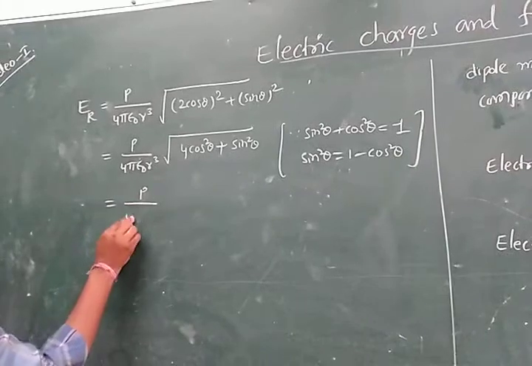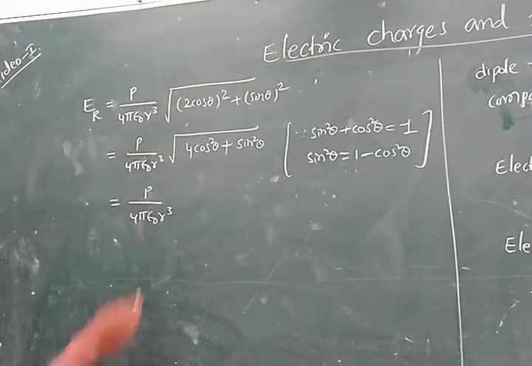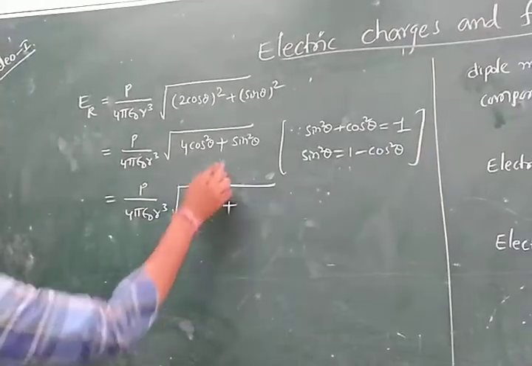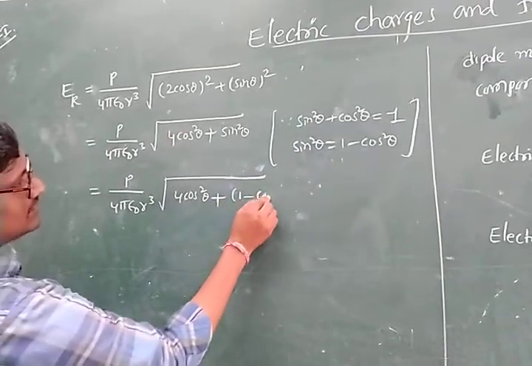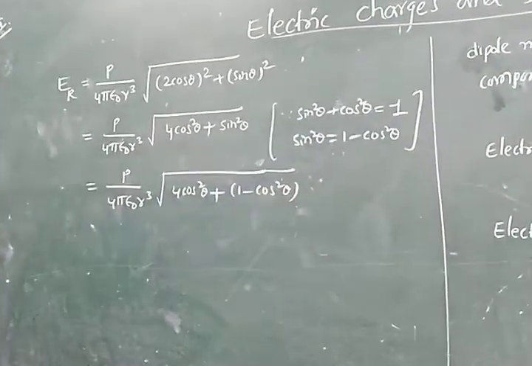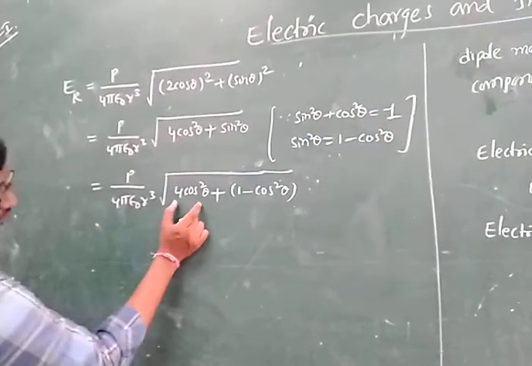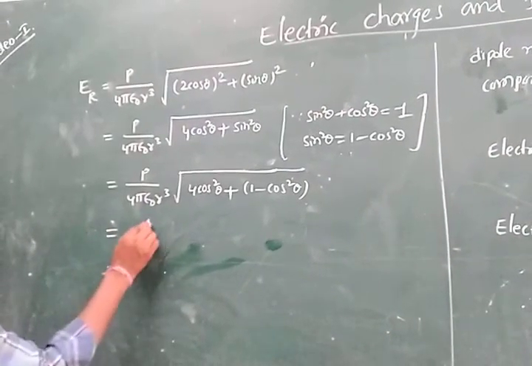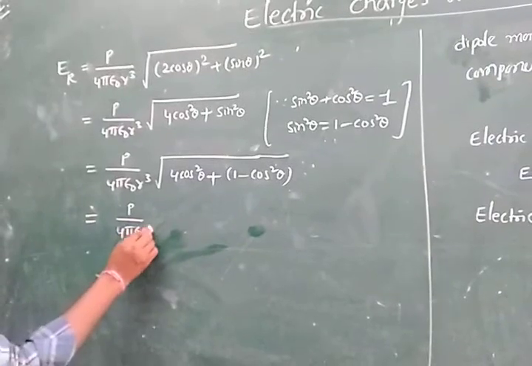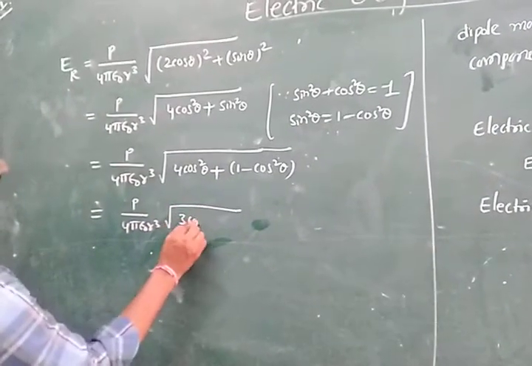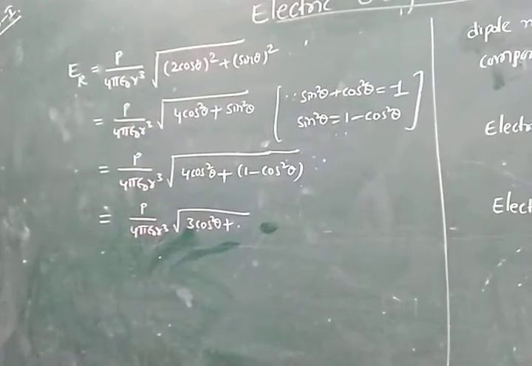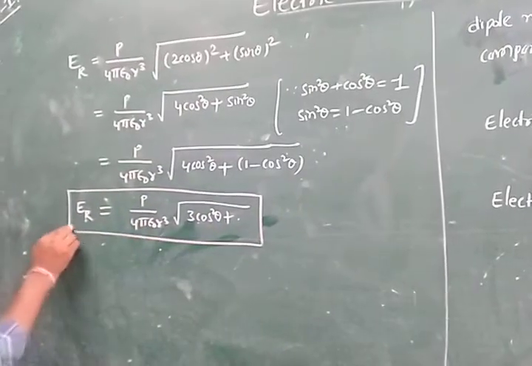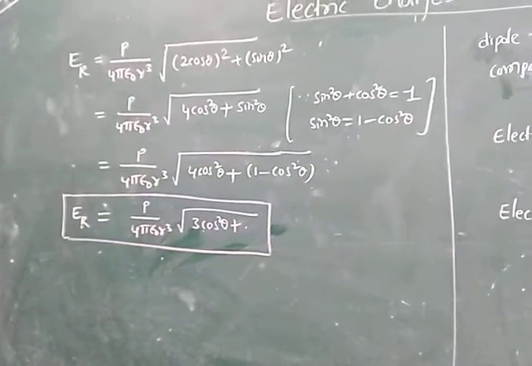P by 4 pi epsilon r cube into under root of 4 cos square theta plus sin square theta, which is 1 minus cos square theta. The 4 cos square theta minus cos square theta, 4 minus 1, is 3. We can write p by 4 pi epsilon naught r cube into under root of 3 cos square theta plus 1. This is the formula for the resultant electric field at any point.